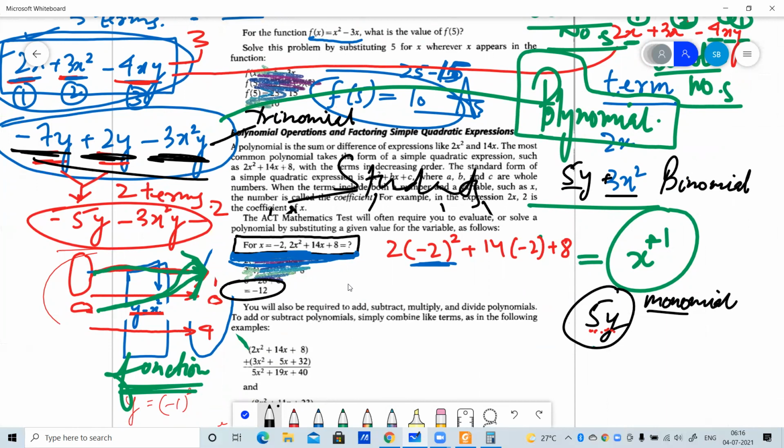Beautiful. So at the same time, you will be asked for multiplying, dividing, adding, or subtracting polynomials. For example, you have here 2x squared plus 14x plus 8, and you're adding 3x squared plus 5x plus 32. You will only add or subtract the like terms. You can multiply or divide any term, whether it is like or unlike, but you can add or subtract only like terms.